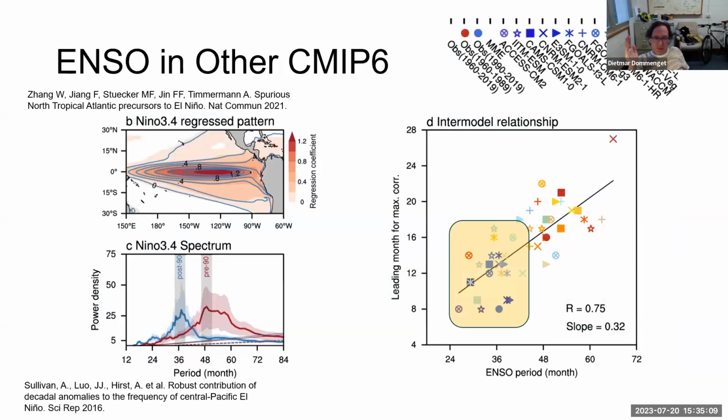Wait, Arnold, can you, yeah. How do you say that the observed is 2 years? Because it peaks at 36 in one period and it peaks at 48 in the other period. How do you get to 2 years? No, okay.